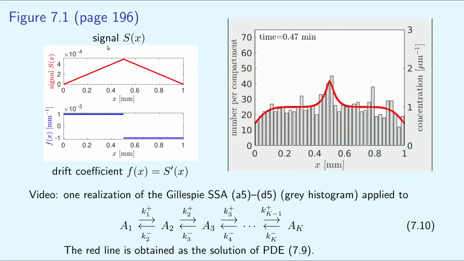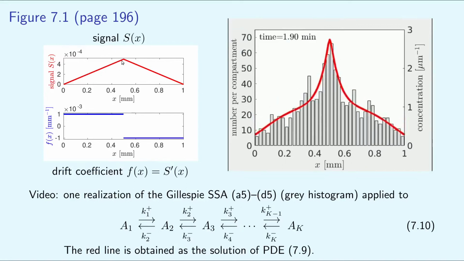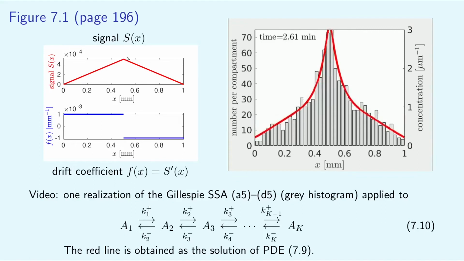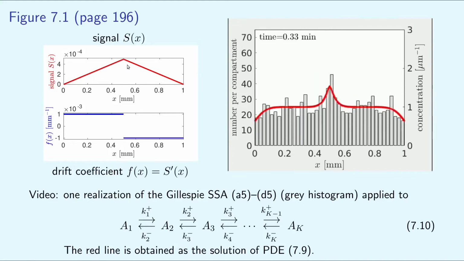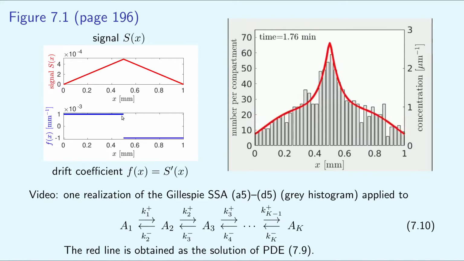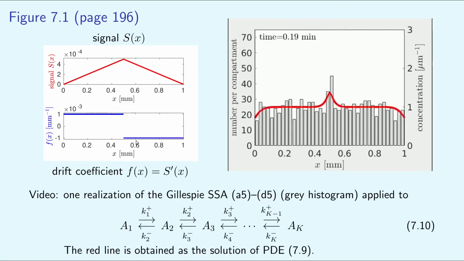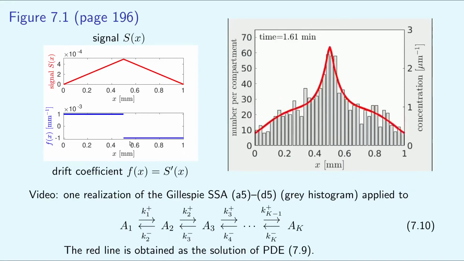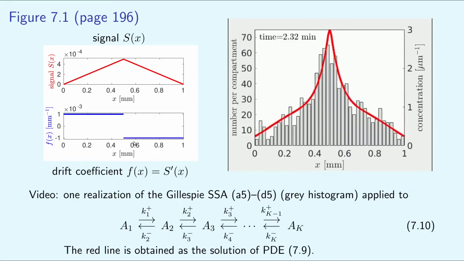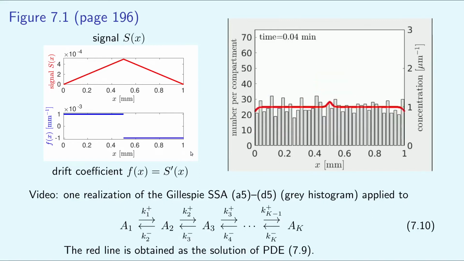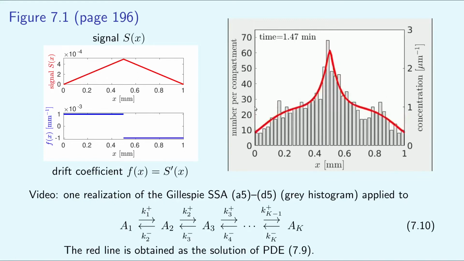Here we choose the signal profile as a piecewise linear function with its maximum at the point 0.5 mm. Then the derivative of the signal is equal to the positive constant value for x less than 0.5 mm and to the negative constant value for x greater than 0.5 mm. We start with the uniform distribution of 1000 molecules, so we have 25 molecules in each compartment at time 0.